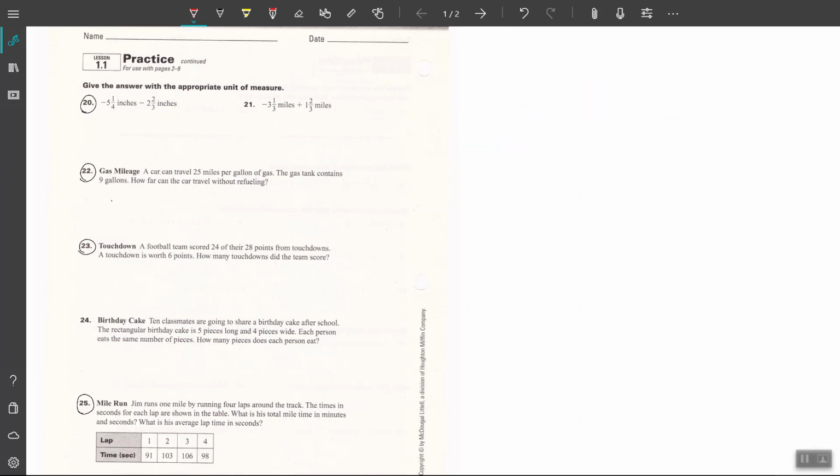All right, moving on to number 22. We have a car that can travel 25 miles per gallon of gas. How far can the car travel with 9 gallons? Multiply those two numbers together. This is a simple problem that you can easily do. However, I want to show you how our unit rates work in this problem, since this is a very simple problem that you could easily do in your head or just with a calculator real quick.